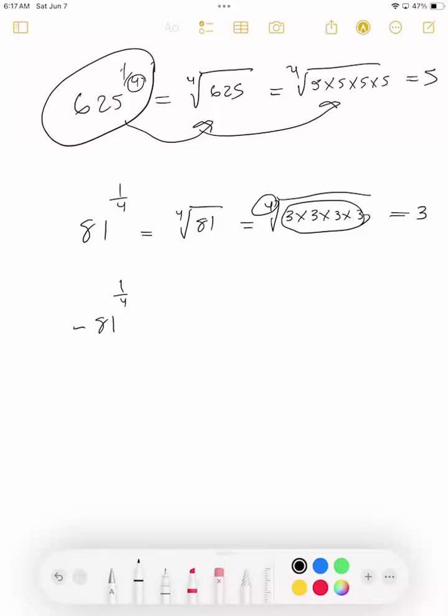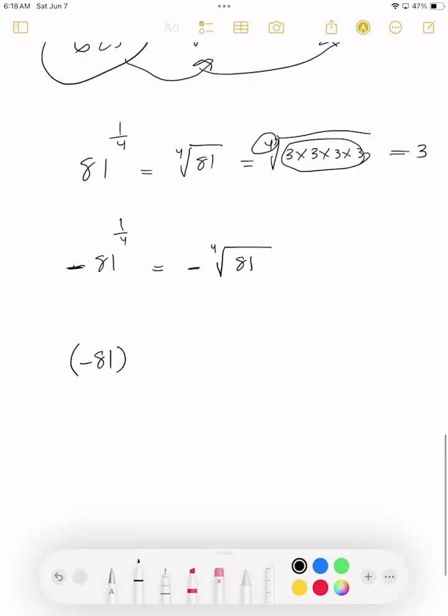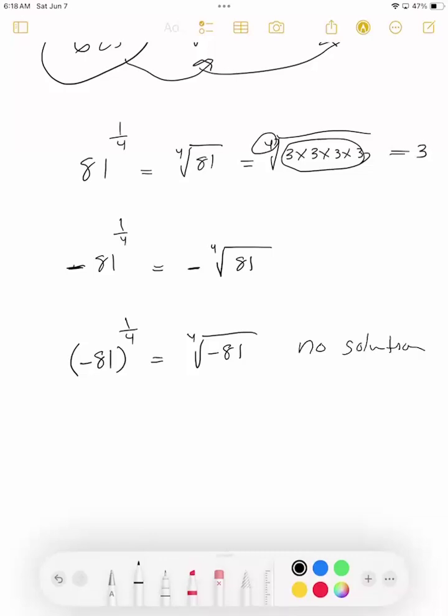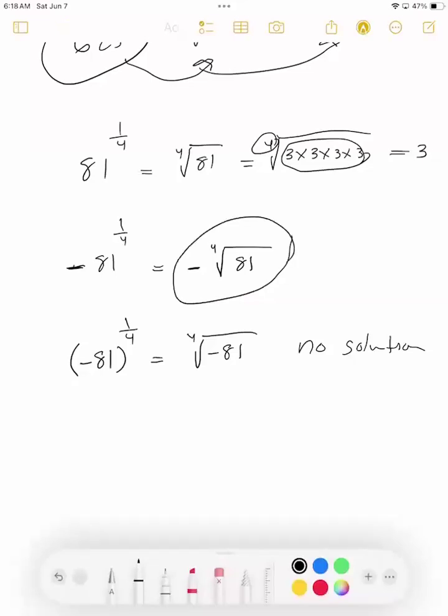So for this problem, you have a negative and you have 81 fourth root. I want you to understand, if you have this one, parentheses around negative 81, that means you have negative 81 and fourth root. So this has no solution. It's called an imaginary number. But this one, you can simplify, because you know fourth root of 81 is 3, and then you carry the negative. So the answer to this one is negative 3, whereas this one you cannot answer.